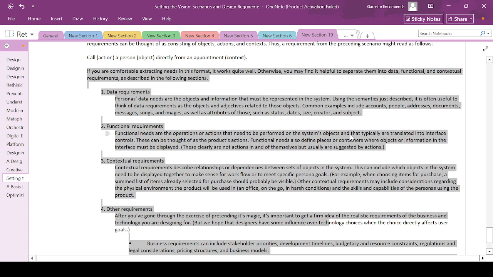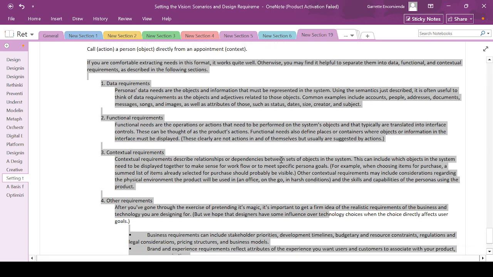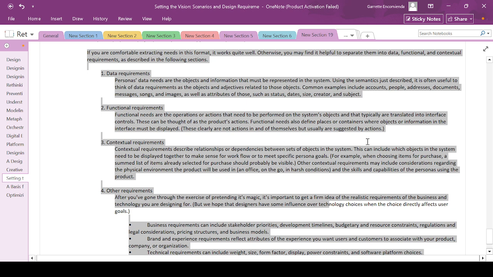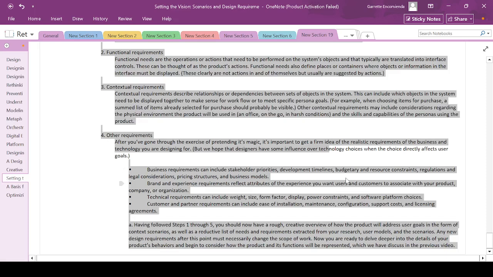Functional needs also define places or containers where objects or information in the interface must be displayed. So it could be in the drawer, in the list, or the pane, etc. These clearly are not actions in and of themselves, but usually are suggested by the actions. So the actions will also determine where that control is. For example, for more controls, you want to put that in the navigation bar instead of the drawer.